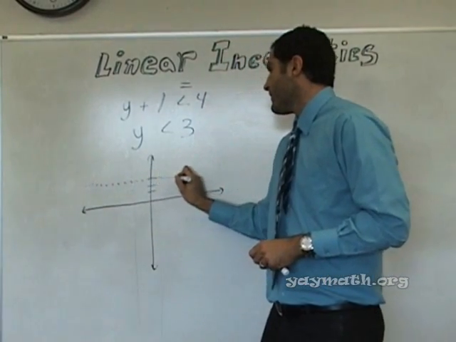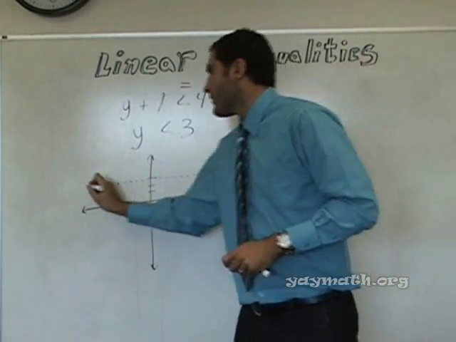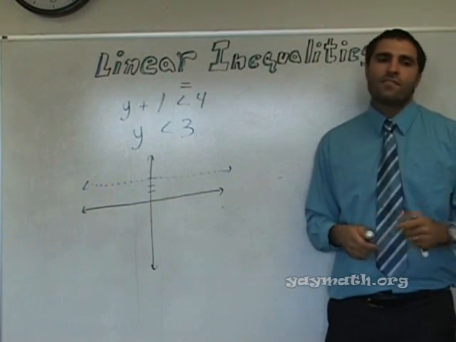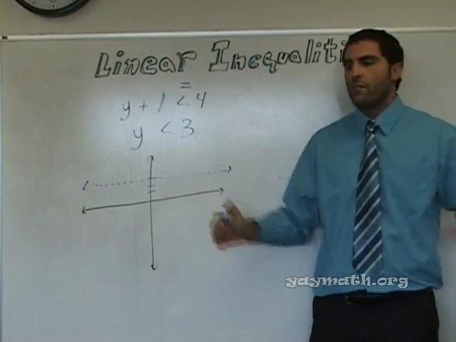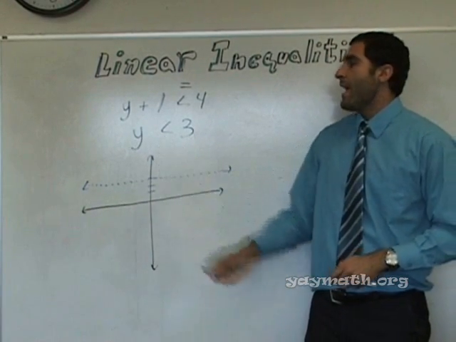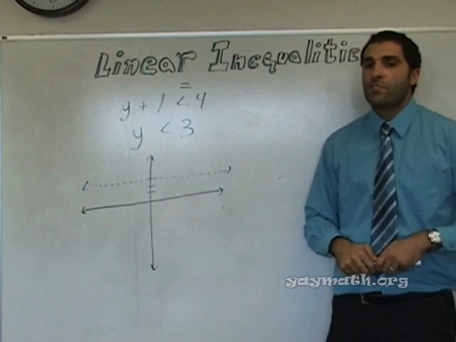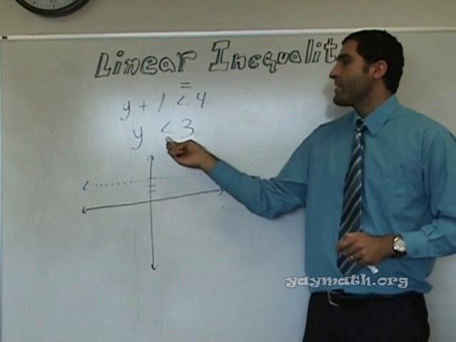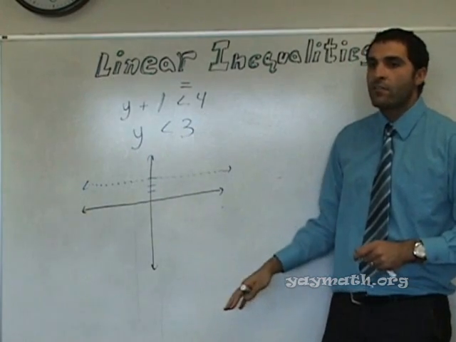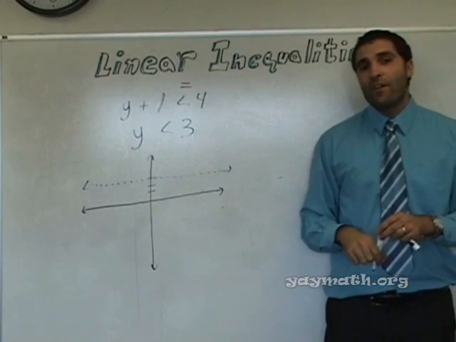Would that be a discrete line? No, this is still continuous because it goes on forever. Good question. So we have a dotted line because it's not or equals. And now we have the concept of shading. y is smaller than 3. So are we shading up or down? Down.